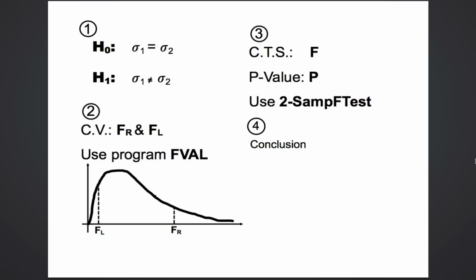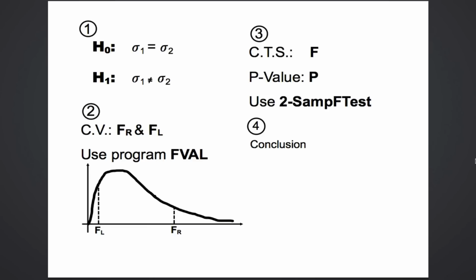For the critical value, we're going to use F distribution and program fval to find the critical values FR and FL. We talked about degrees of freedom in the last presentation on F distribution critical value. We also need to find computed test statistic F and p-value P. And for that, we're going to use 2SampFTest programmed by TI. And at the end, we're going to make a conclusion.